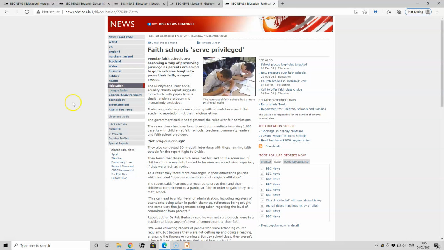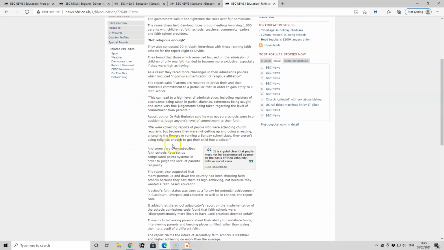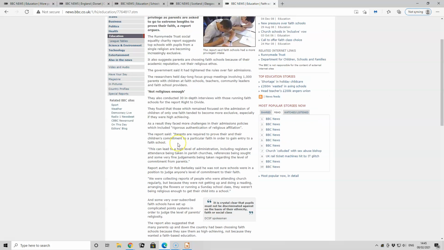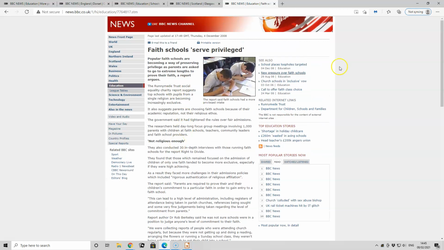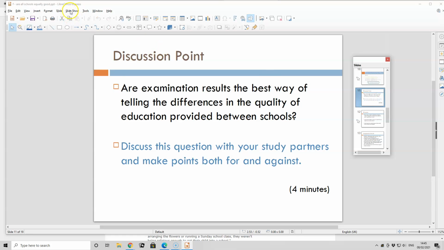So faith schools became another route for people to get a good education. The irony then was all sorts of people pretending that they were religious or that they had a particular faith. And so this article is all about how people struggled to prove that they were religious, how often they went to church or what they did for their local community, etc., etc. Fascinating stuff. So let's take it from here.